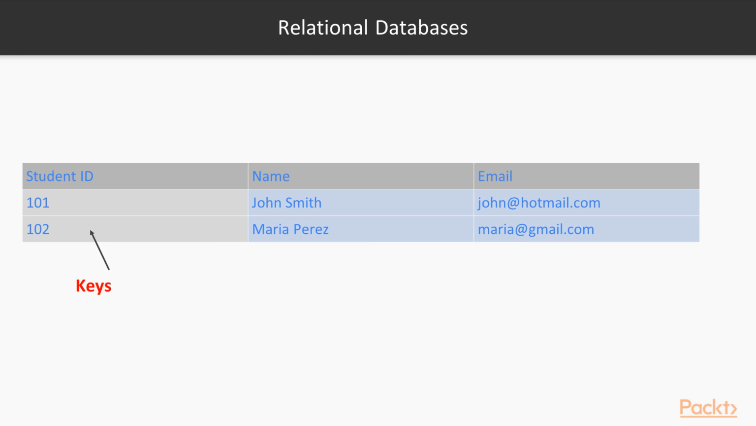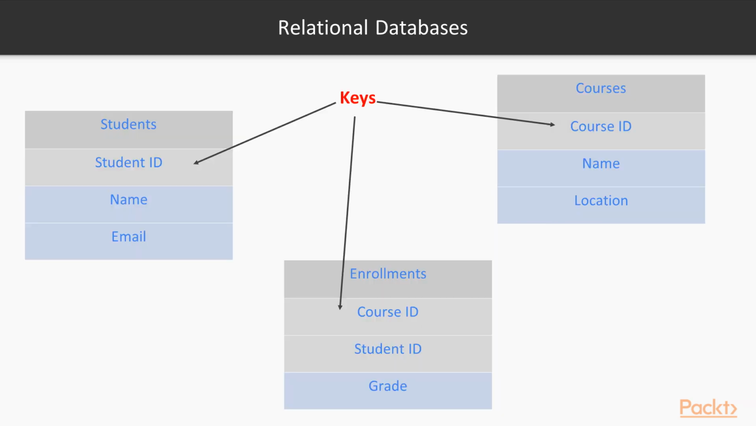Keys can be like student in the student table, a student ID, or it can be composed by two keys like course ID and student ID. In this example, we have three tables: students, courses, and enrollments. And then enrollments is the relationship between course ID and student ID. And to identify a unique enrollment, we need both the course ID and the student ID. Many students can be in a course, and one course will have more than one student.